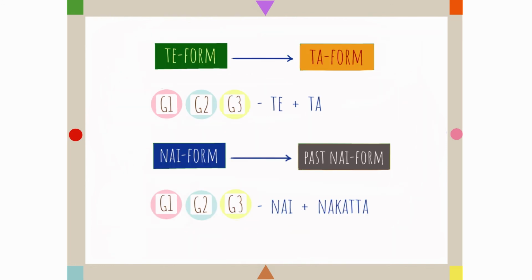Plain form in past tense, ta form, can be made from te form easily. Te form minus te plus ta. Group 1, 2, and 3 verbs are applicable. Lastly, negative plain form in past tense, past nai form. This is also simple. Nai form minus nai plus nakatta. Group 1, 2, and 3 verbs are applicable.